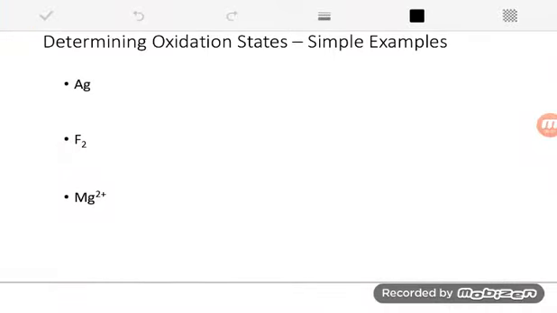Let's try some really simple examples of assigning oxidation states. If you ever see an element by itself, like silver here, the oxidation state is always 0, every single time. Now you look at F2 here, and there are 2 of them, but it's still an element all by itself, so its oxidation state is still 0.